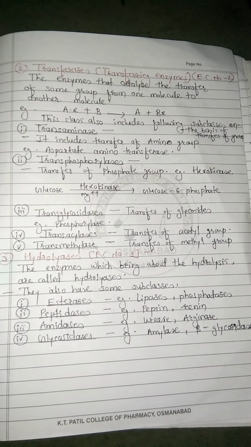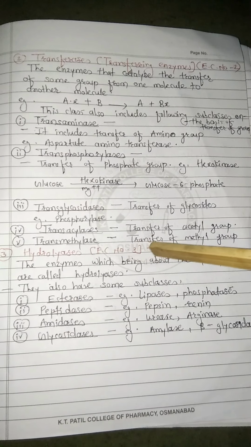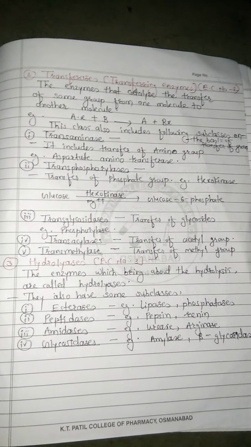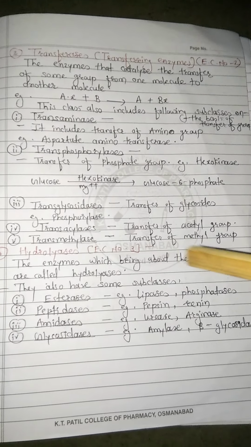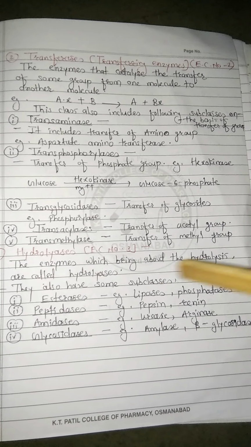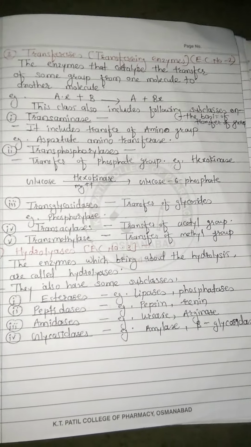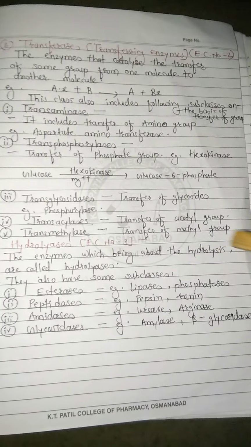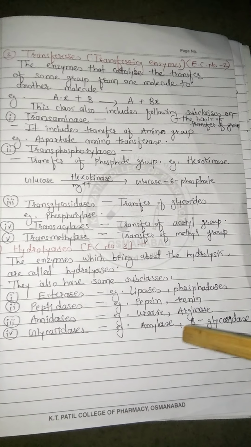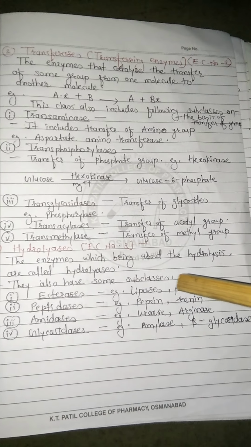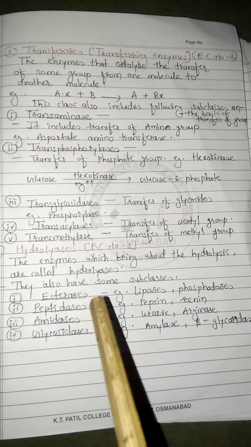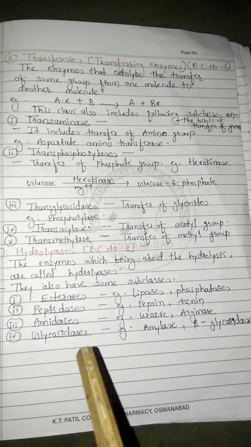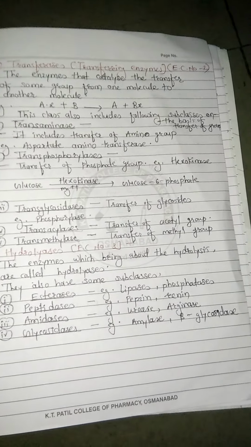The third class, the hydrolases, is denoted with the Enzyme Commission number 3. What it deals with exactly: the enzymes which bring about hydrolysis are called hydrolases. On the basis of their hydrolysis, we call them hydrolases. It is again subdivided into the following subclasses. Simple ones: esterases, example lipases. Peptidases, example pepsin. Amidases, example urease. Glycosidase, example amylase.